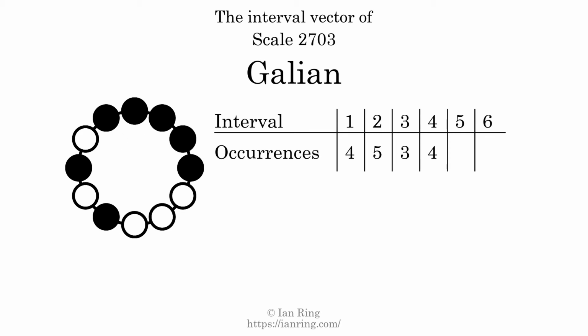There are 4 intervals with the size of 4 semitones. They are here, here, here, and here. There are 3 intervals with the size of 5 semitones. They are here, here, and here. There are 2 intervals with the size of 6 semitones. They are here, and here. Each interval does not appear in this scale a unique number of times, so this is not a deep scale.